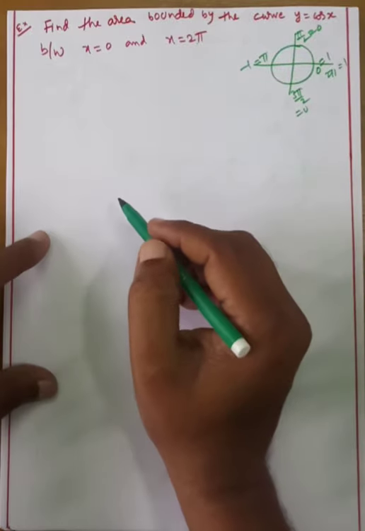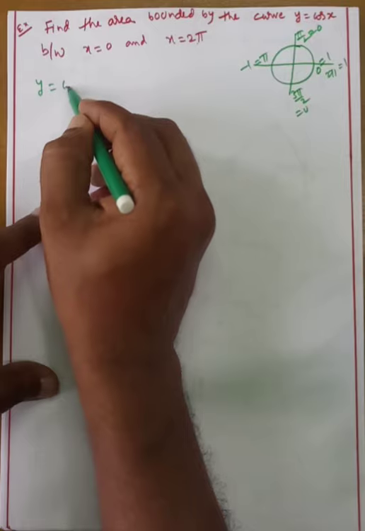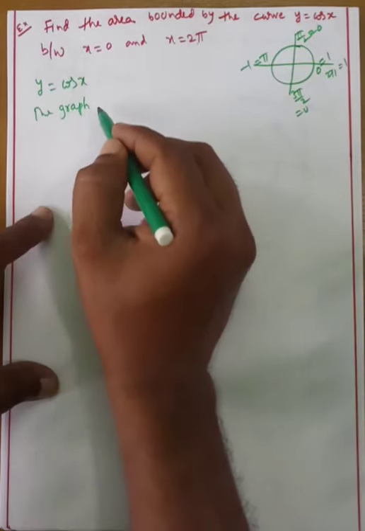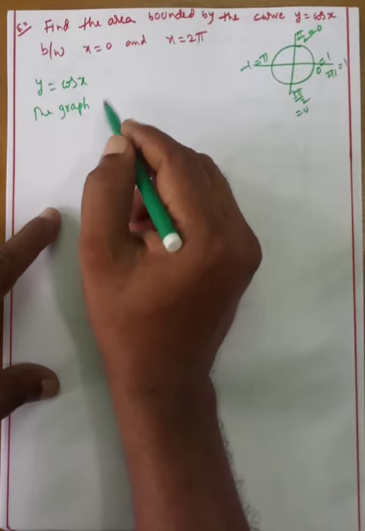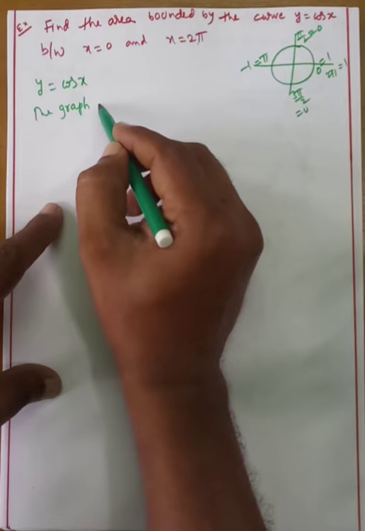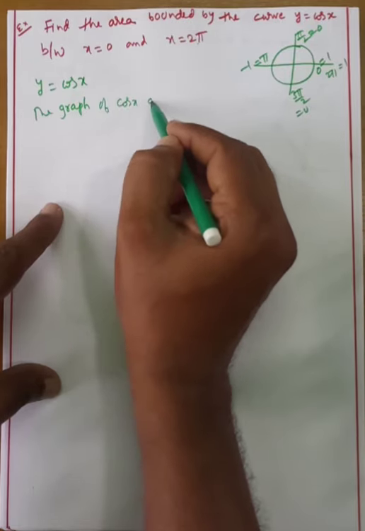Now first draw the graph. What is the given curve? Y is equal to cos x. The graph of cos x means the cos x is different in the different quadrants. First quadrant is positive, fourth quadrant is positive, second and third are negative. Okay, the graph of cos x is as follows.